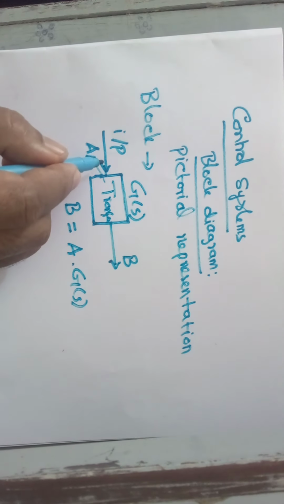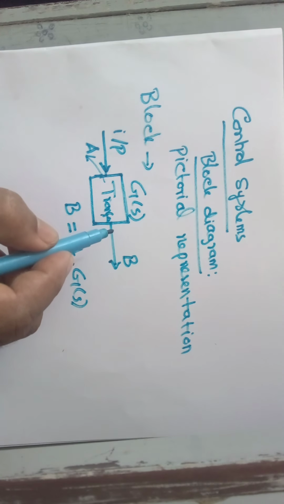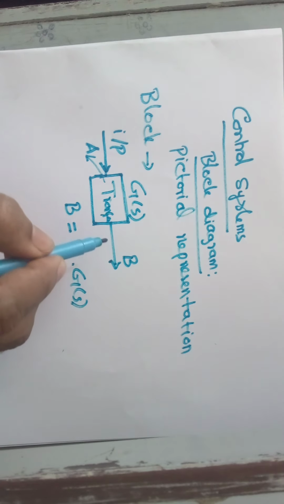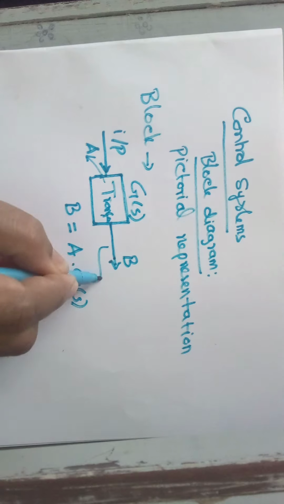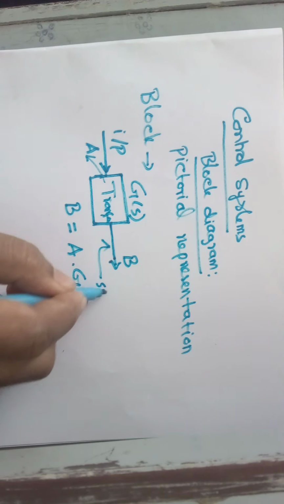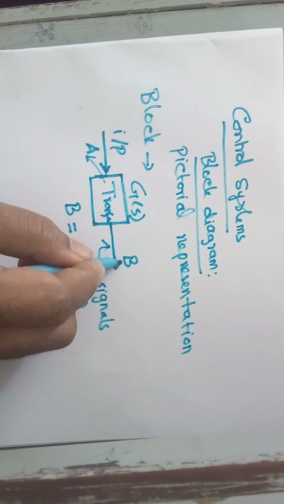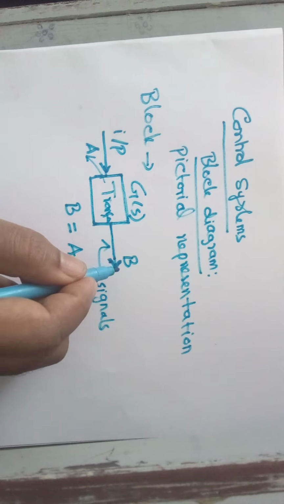Here the arrowhead pointing towards the block indicates the input, and the arrowhead leading away from the block represents the output. These arrowheads or arrow marks are referred to as signals to the system. So these are called signals, and the arrowhead indicates the direction of the signal travel.